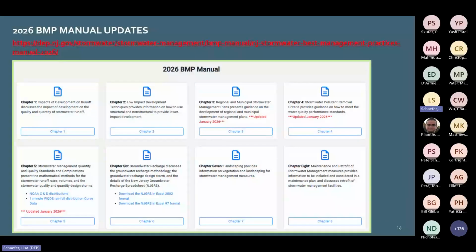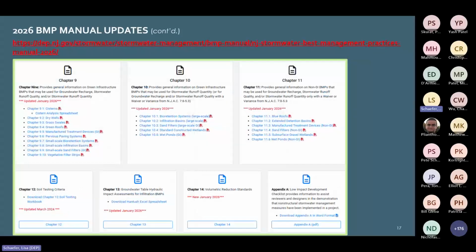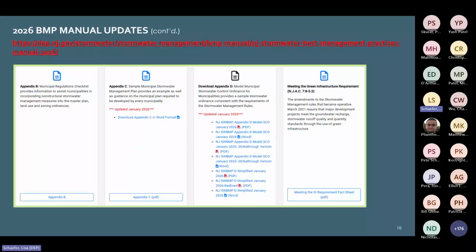Here are some screenshots from the updated BMP manual webpage. Everything that has been updated to this rule adoption has been marked as updated, as you can see here. A few more of the chapters from the updated BMP manual webpage, and please note that chapter 14 is new. At the bottom of the page are the sample MSWMP, Municipal Stormwater Management Plan, and Model SCO, or Stormwater Control Ordinance, for your use. The GI document that I mentioned earlier is at the bottom right.